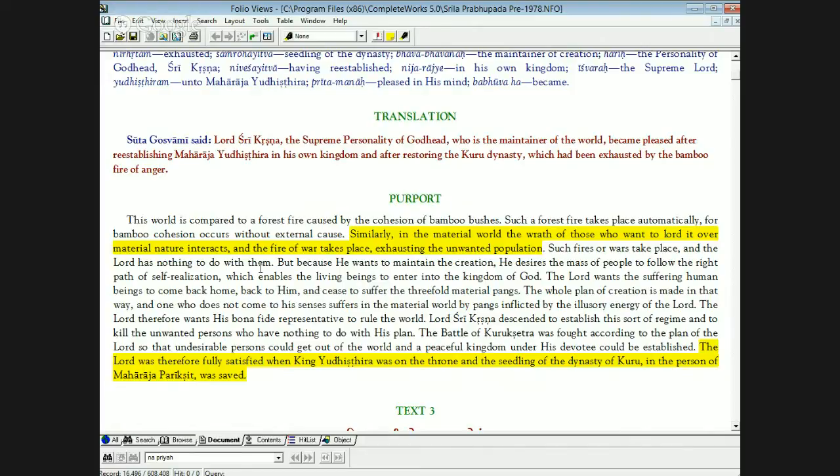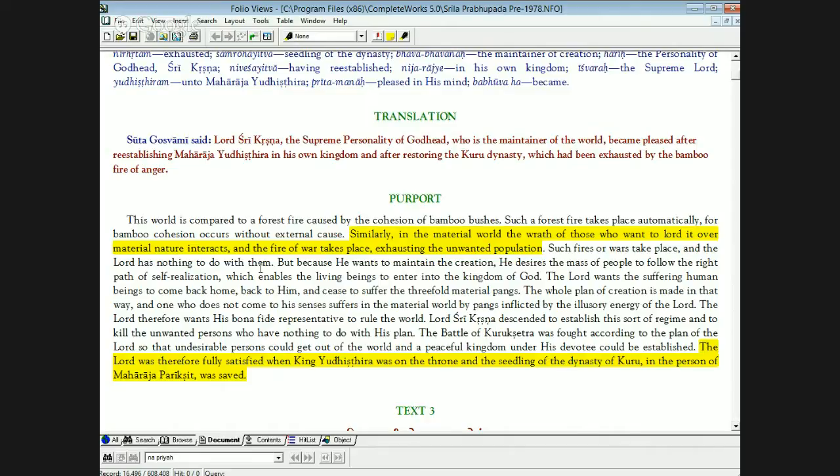The Lord wants the suffering human beings to come back home, back to Him, and cease to suffer the threefold material pangs. The whole plan of creation is made in that way, and one who doesn't come to his senses suffers in the material world by pangs inflicted by the illusory energy of the Lord. The Lord therefore wants his bona fide representative to rule the world.